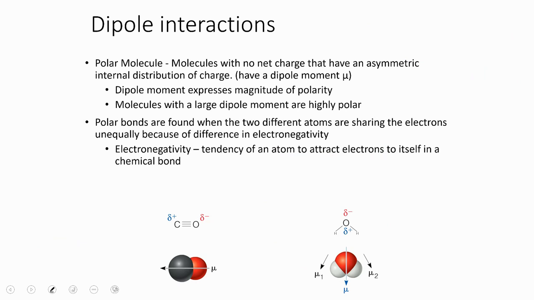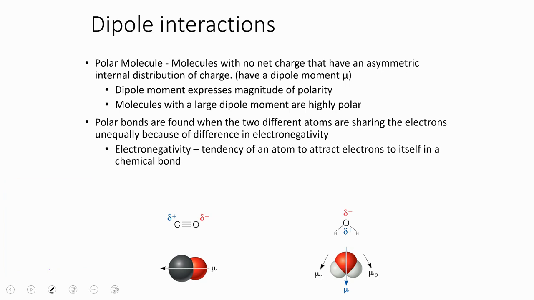Okay, dipole-dipole interactions. These are our next type of intermolecular force we're going to talk about. These occur in molecules that have what are called dipole moments. Dipole moments are when you have a net pull of electrons in one direction. So the fancier way of saying that is an asymmetric internal distribution of charge. They have what's called a dipole moment. Let me show that on this picture down here with CO.